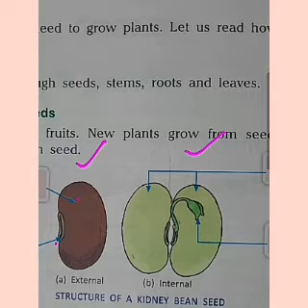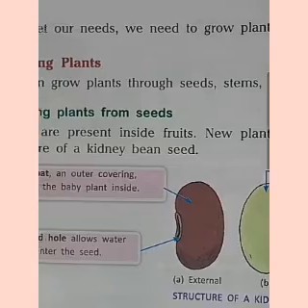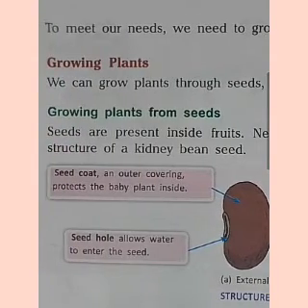Children, you might have noticed that a thin layer of peel is covering the entire seed, and that thin layer is referred to as the seed coat. And the seed coat protects the baby plant inside the seed. And here you can see a small hole-like structure called the seed hole. Children, do you know that it is through this hole only that the water enters the seed?